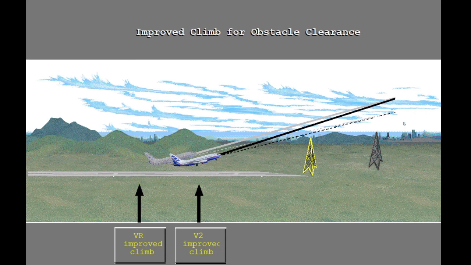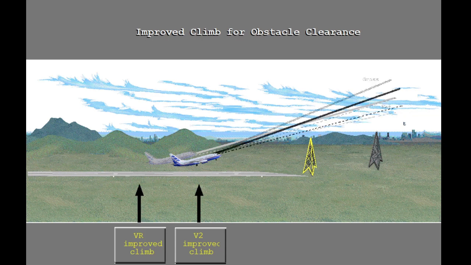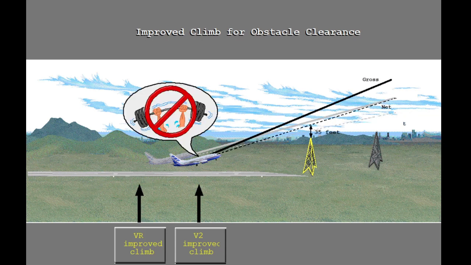Therefore, out of the available extra climb capability due to improved climb, most of it must be used to increase the climb gradient. Therefore, the increase in the maximum takeoff gross weight is less. If the obstacle is very close, there may not be any increase in the maximum takeoff gross weight. Each obstacle clearance problem must be analyzed individually to determine whether improved climb would be helpful.